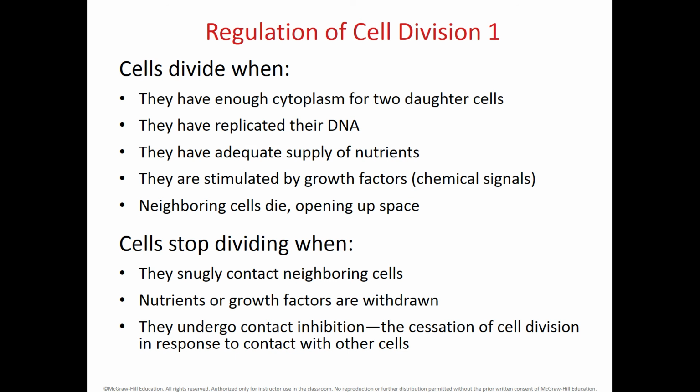Now, the cells will stop dividing by contact inhibition. As the cells are making new daughter cells and they feel contact with neighboring cells, they stop dividing. So one of the actual processes of stopping the cells from overgrowing is contacting neighboring cells. And also the cells, of course, if they don't have nutrients or growth factors, they won't divide, and they undergo contact inhibition, the cessation of cell division in response to contact with other cells.